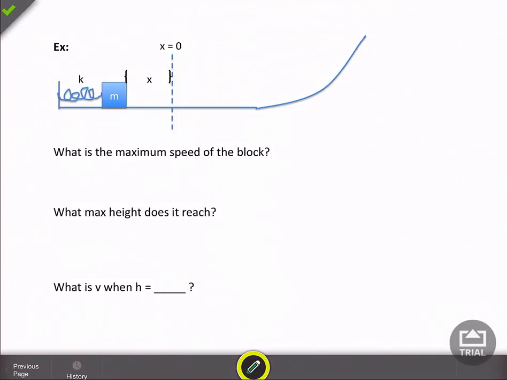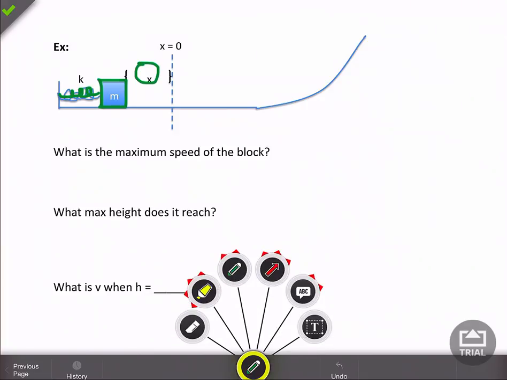So let's use this to solve our last example. My wonderful pictures here. This is a mass attached to a spring of spring constant k, and that spring is compressed a distance x from its equilibrium position, or really from its unstretched length. So we've compressed that mass, and then we're going to let it go, and it's going to travel first along this horizontal and then start to go up the hill. And I want to know what the maximum speed of the block is.